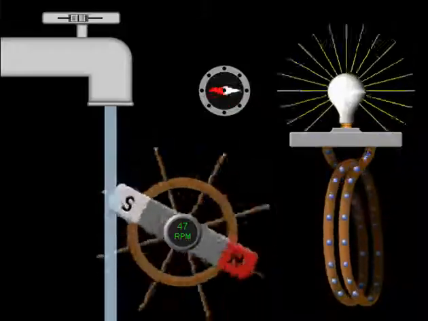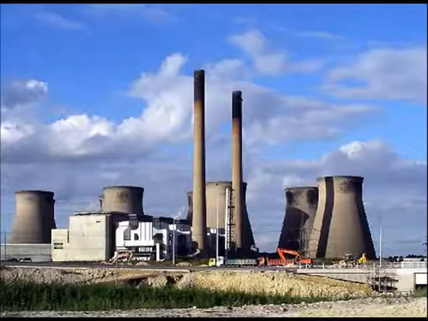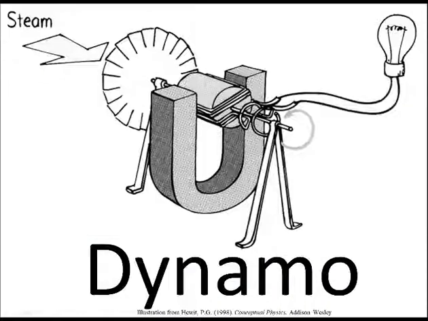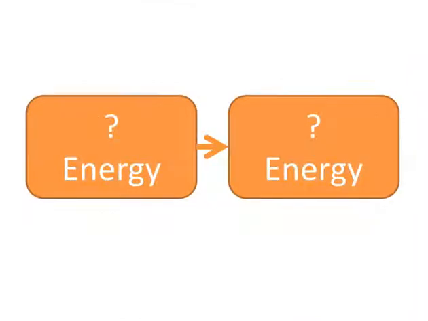Current induced by changing magnetic field. How is electricity made? Electricity can be made using batteries or dynamos, also called generators. What energy transformation happens in each case?